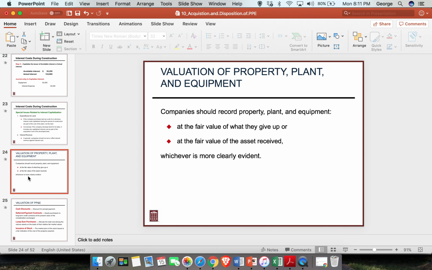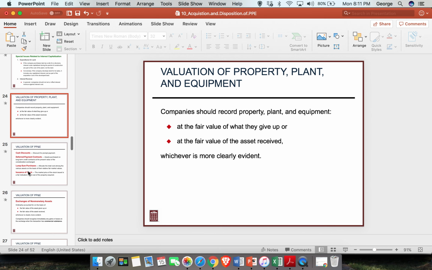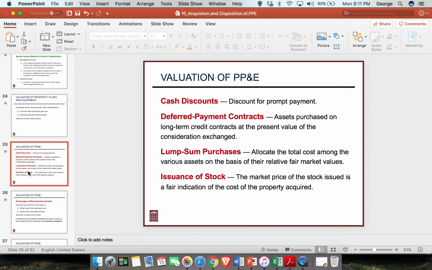All right, so companies should record property, plant, and equipment at the fair value of what they give up, or the fair value of what they received, whichever is more clearly evident. So here are some issues that come up in valuing your PP&E. Cash discounts: if you're buying a machine and pay in 10 days, and you get a prompt payment discount, that would reduce the amount of the capitalized asset, the capitalized machine.